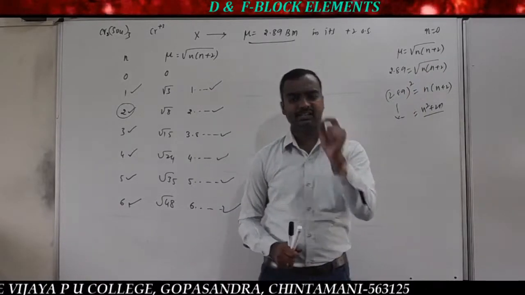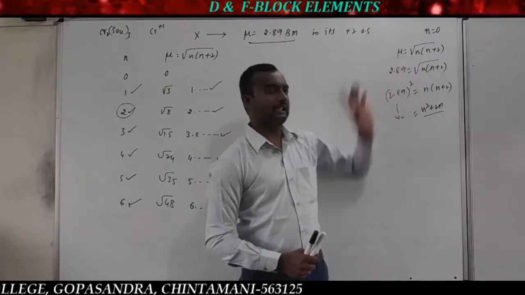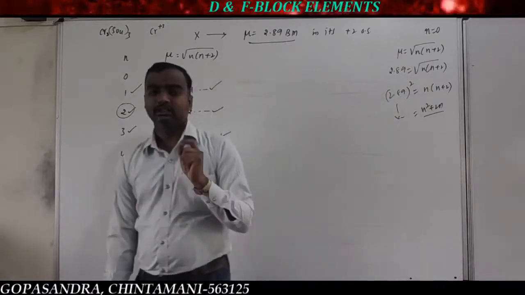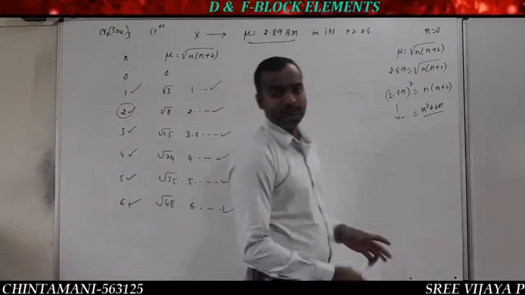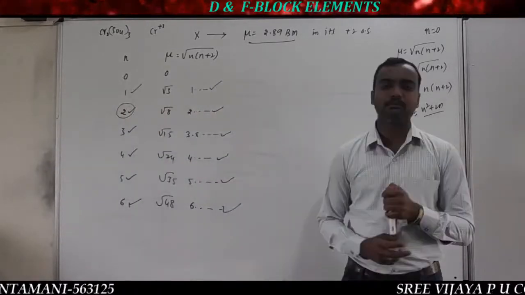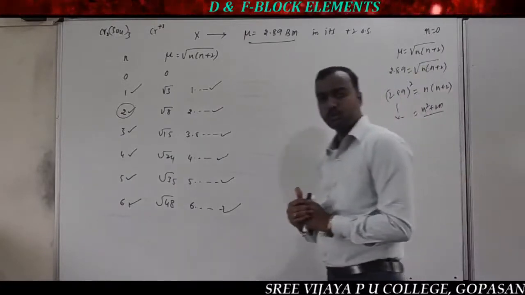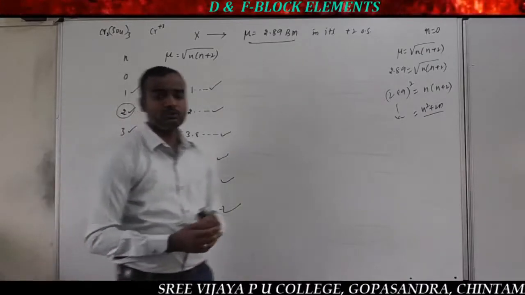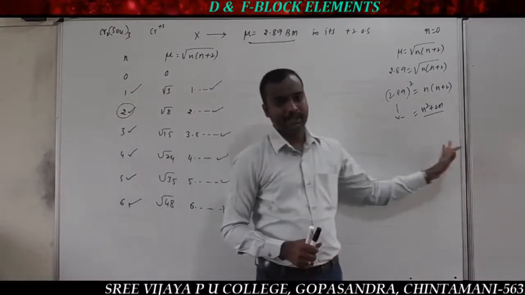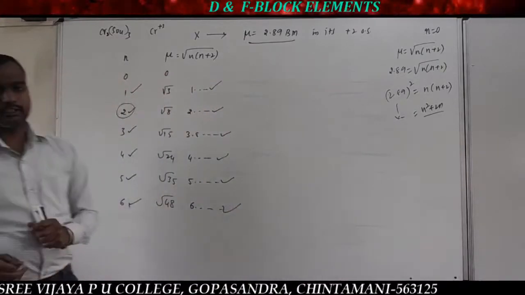Remember, this is called the spin only formula, because to calculate the magnetic moment in the case of 3D series elements, there is no significant contribution of orbital angular momentum. So we consider only the number of unpaired electrons. Mu is equal to root of n into n plus 2 Bohr magneton. One Bohr magneton is 9.27 into 10 power minus 24 ampere meter square. That's about the concept of magnetic property.